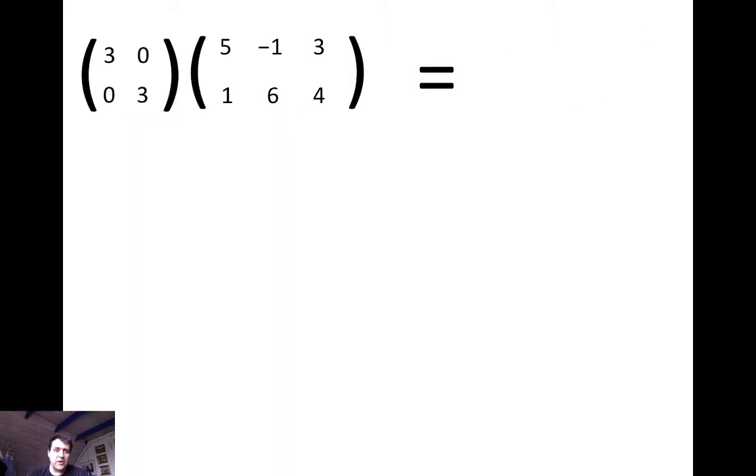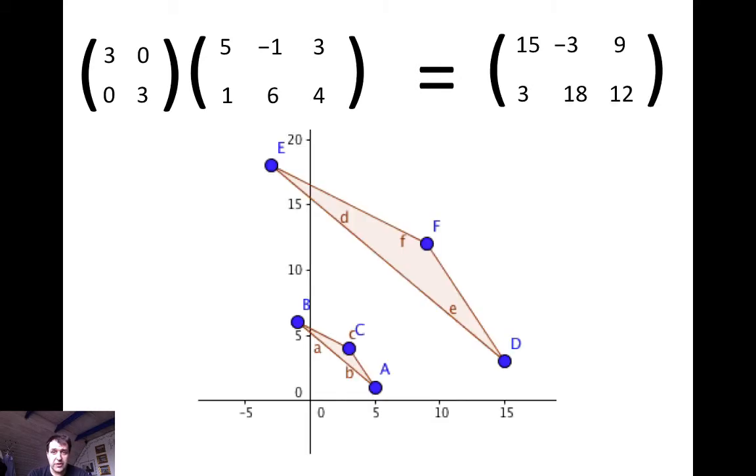Okay, so here's another one, 3, 0, 0, 3. Try and do the multiplication and see if you can figure out what happens to the shape. Okay, so hopefully you did the multiplication and got that matrix, and that matrix is an enlargement of the original shape.